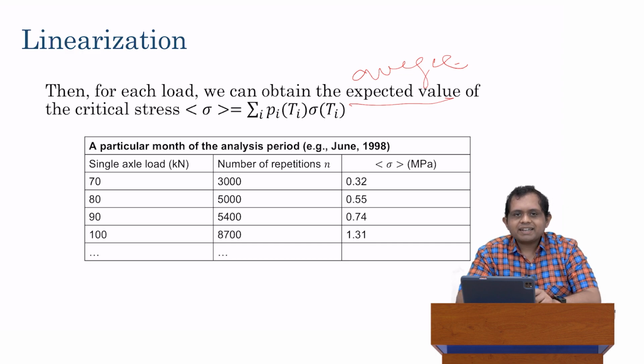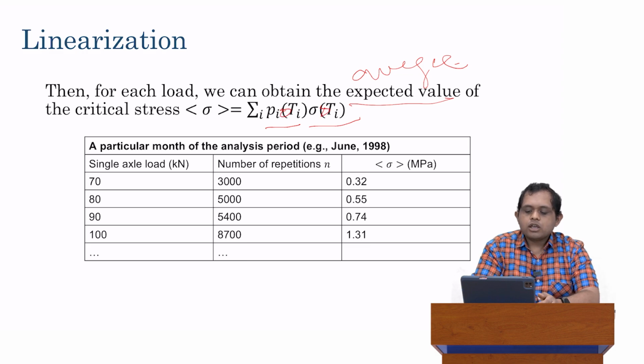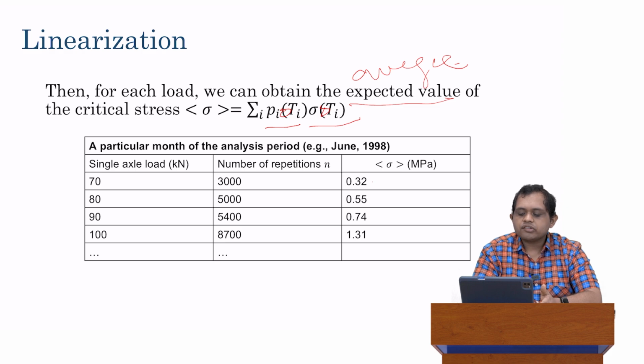We get the expected value of the critical stress as simply the summation of the stress at that temperature multiplied by the probability of that temperature. This should have been a delta T over here. Okay. So for example, for 70 kilonewtons, we will take 0.12 multiplied by the probability of 0.15 degrees Celsius. Take 0.23, multiply stress by the probability, sum it up, and then we might get the expected or average value of the stress.